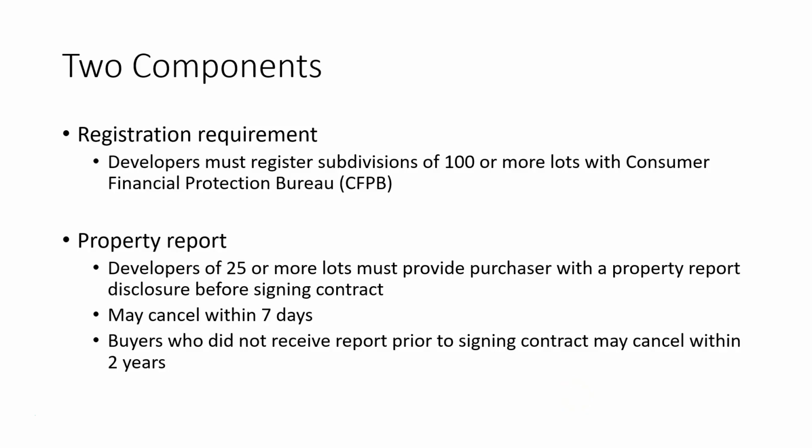There are 2 components. First of all, the registration requirement. If you're a developer and you're developing a subdivision of 100 or more lots, then you have to register with the CFPB. And if you're developing a subdivision of 25 or more lots, you must provide the purchaser with a property report before signing a contract. That person may cancel the contract within 7 days, and buyers who did not receive a report prior to signing the contract may cancel within 2 years.